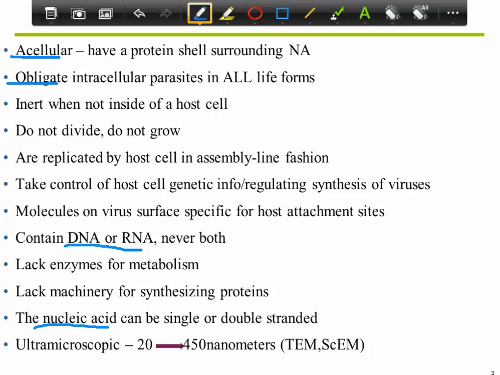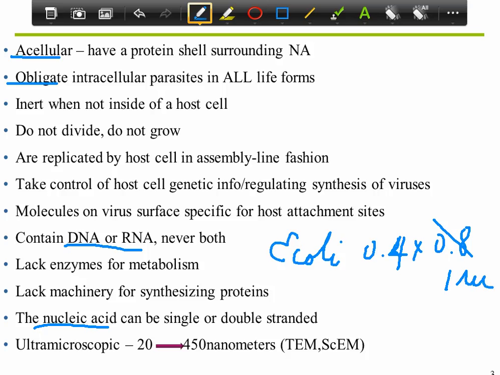And look at the size of these guys. To give you an idea, an E. coli cell is about maybe 0.4 to maybe about 0.8 or 1 micron. Let's say 1 micron. And if I convert that into nanometers, which are the values for viruses, 1 micron would be 1,000 nanometers, and 0.4 would be 400 nanometers.